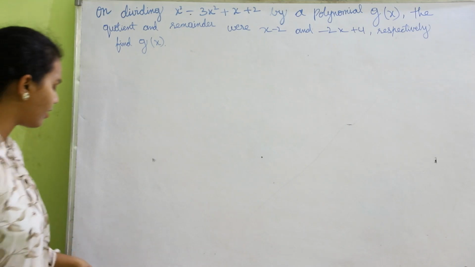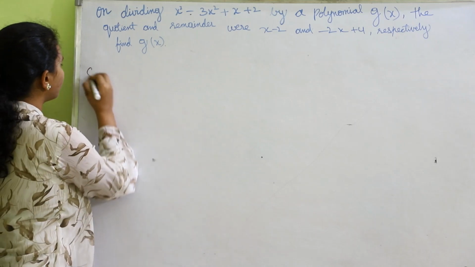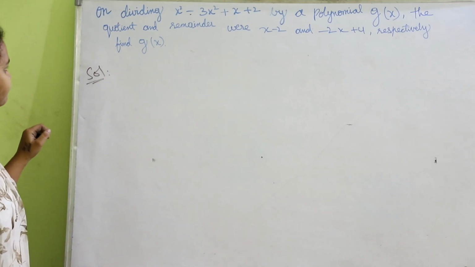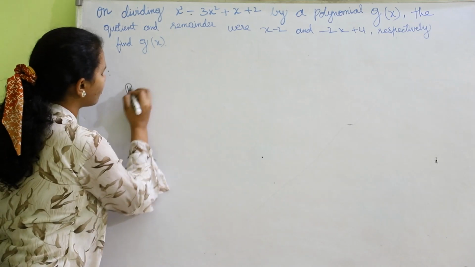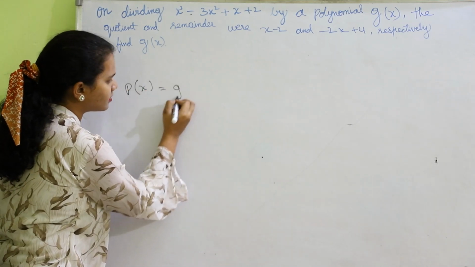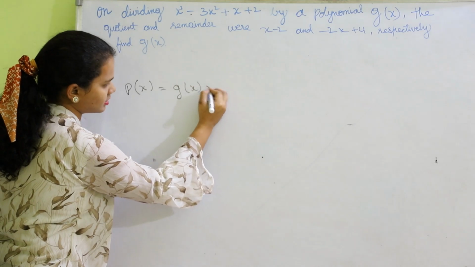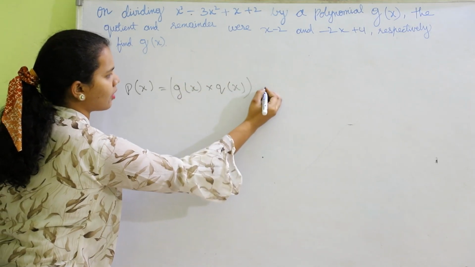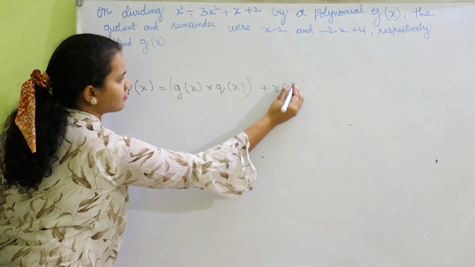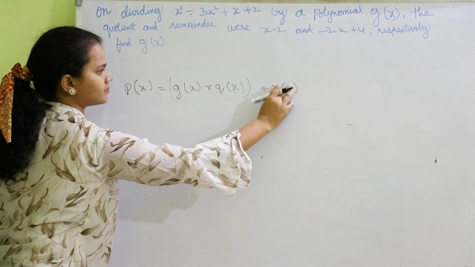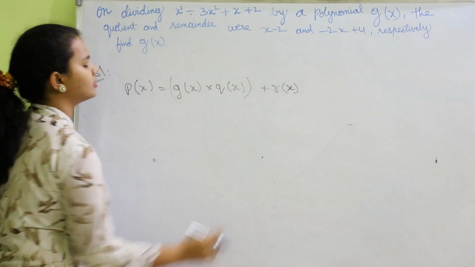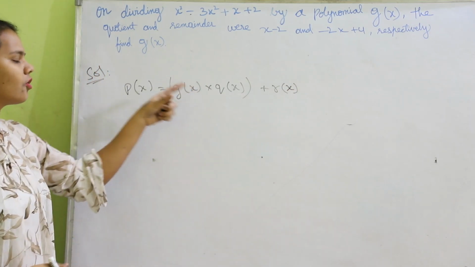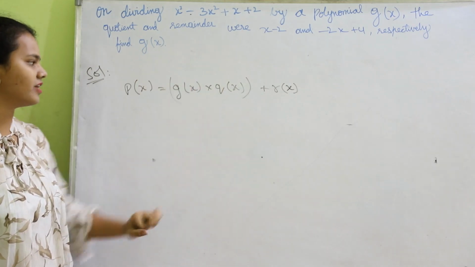Firstly, we know a formula to solve the given question. We know that p of x equals g of x into q of x plus r of x, right? We know this formula, where p of x equals g of x into q of x plus r of x, right?